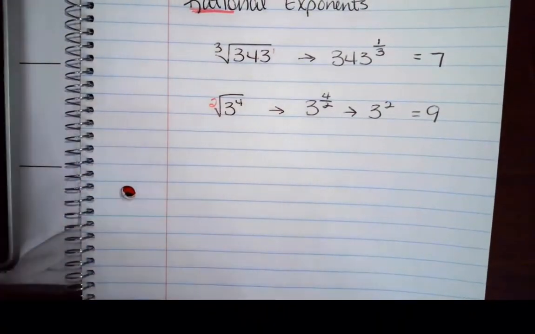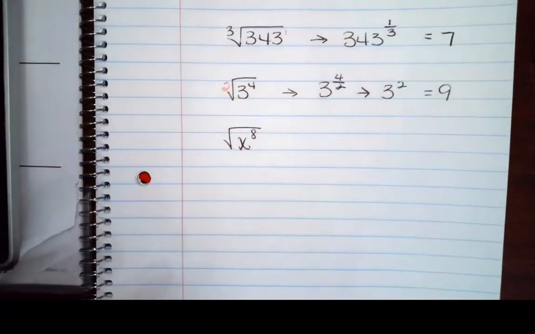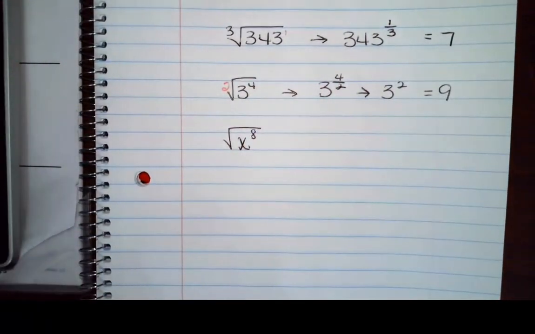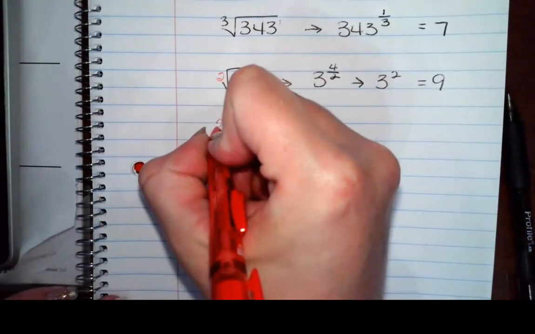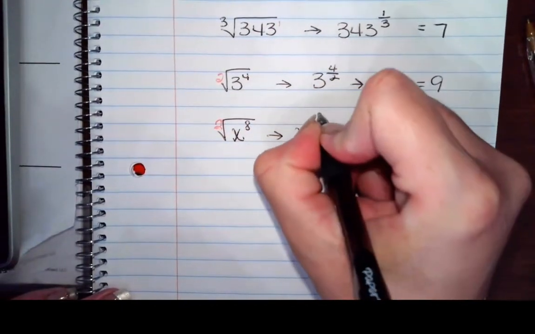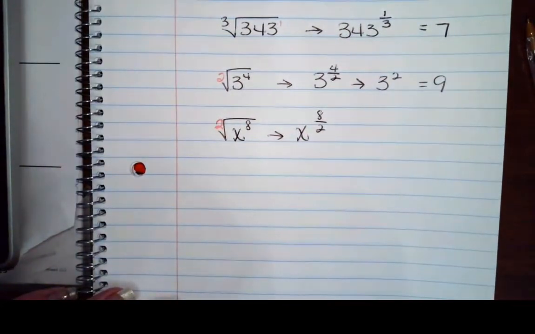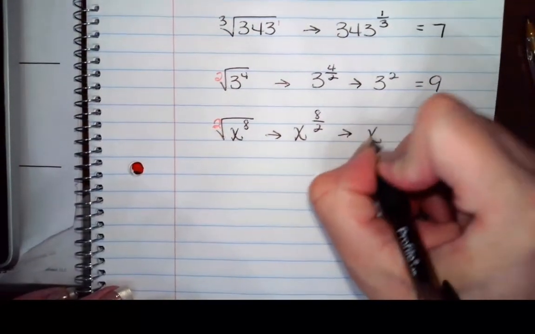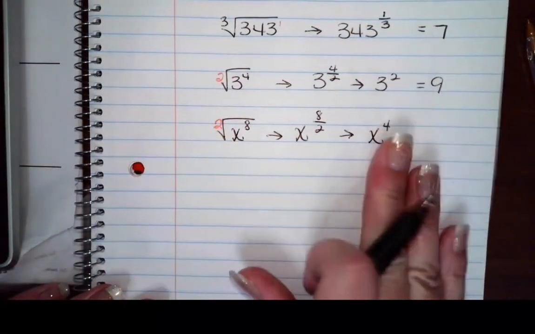So, more practice. I have the square root of x to the 8th. So I'm not going to be able to get a numerical answer on this one because I'm starting off with variables. But remember again, your index is 2. So how am I going to rewrite this using a rational exponent? I've got an x to the 8th, but I'm taking a square root. Well, 8 over 2 reduces to a 4th power. And that's as far as I can go. So that simplifies to an x to the 4th.